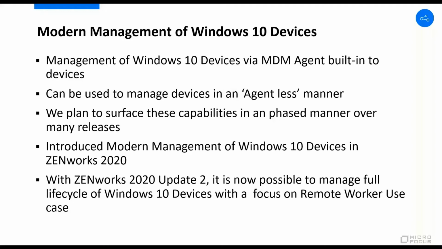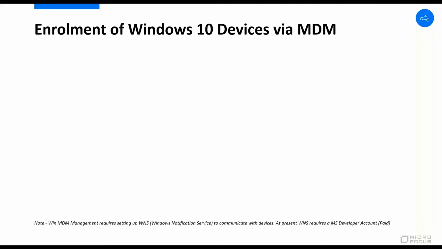I'm happy to say that with ZENworks 2020 Update 2, it is now possible to manage the full lifecycle of Windows 10 devices, with a specific focus on the remote worker use case, which is very pertinent in the current scenario, where a lot of the organization's employees are not residing within the organization itself, but are working from home. We believe that with the capabilities which are part of ZENworks 2020 Update 2, it becomes much easier to provision and manage the devices with such remote workers. So let's start with that. What are these capabilities?